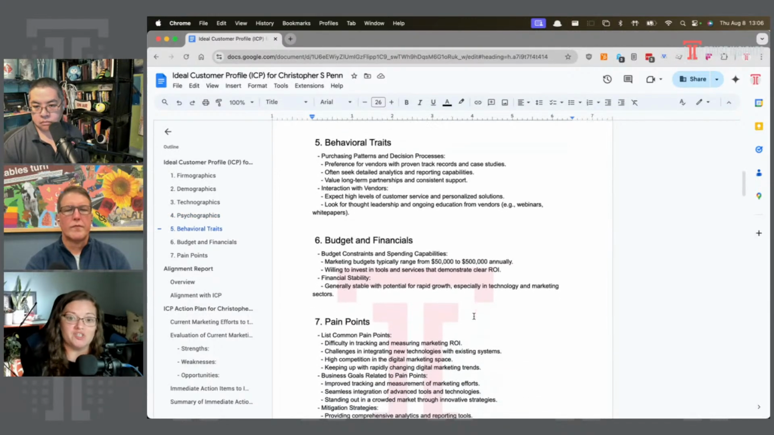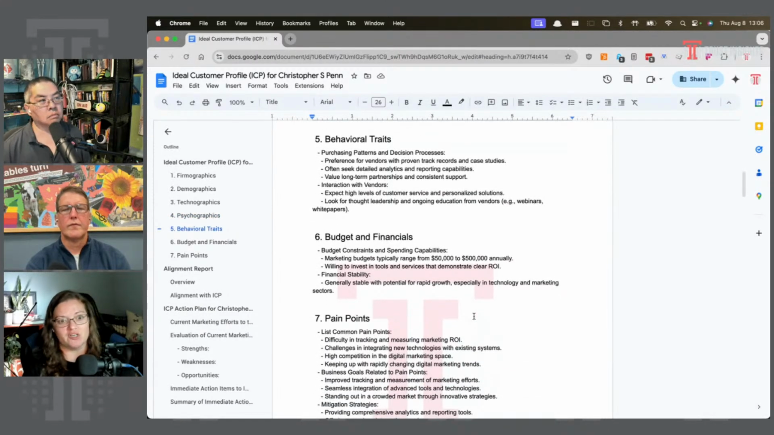And then you have budget, which is really interesting too, because you want to make sure you're targeting the people with the right budgets and asking for appropriate sponsorship fees. And so generally stable with potential for rapid growth. That ties in nicely with those startups.